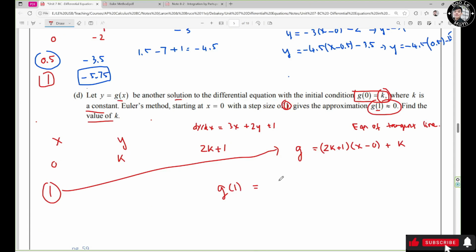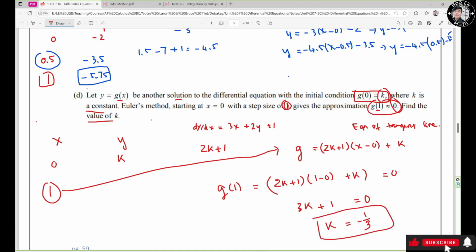It's going to be 2k plus 1 times 1 minus 0 plus k, and this one equals 0 right here. Now I need to solve for k. So 1 minus 0 equals 1. So I have 2k plus k, it's going to be 3k plus 1 equals 0. K equals negative 1 over 3. This one is the final answer.